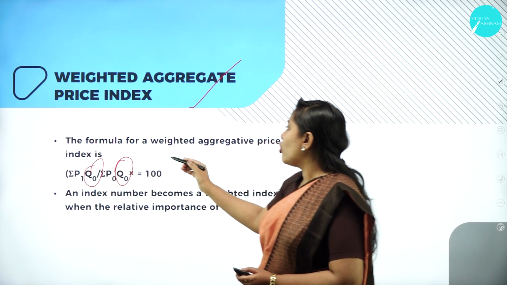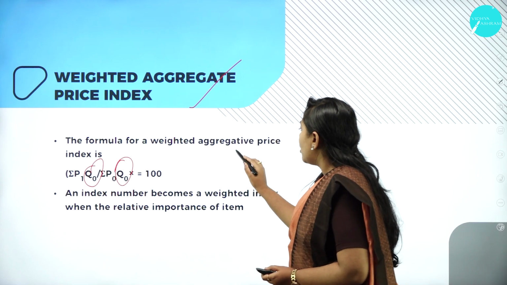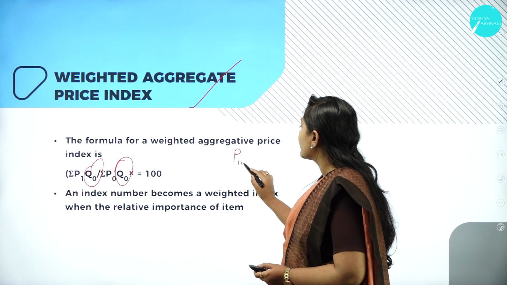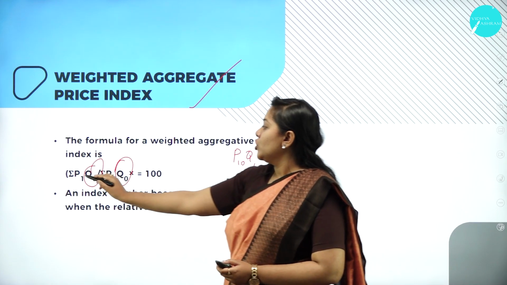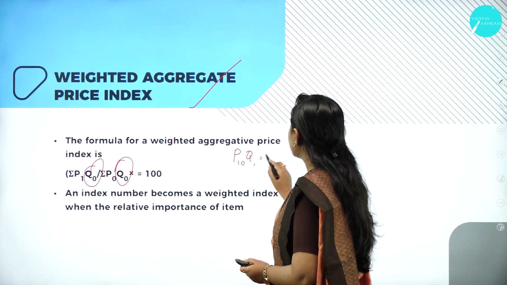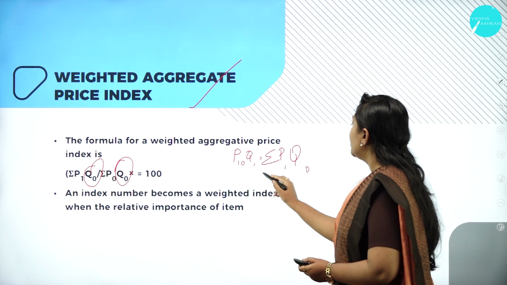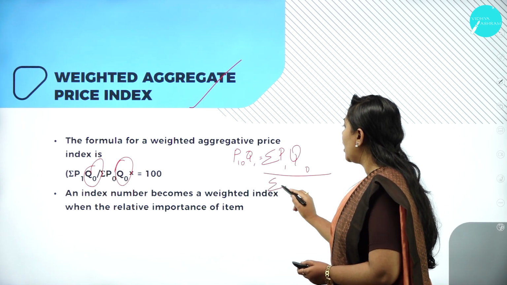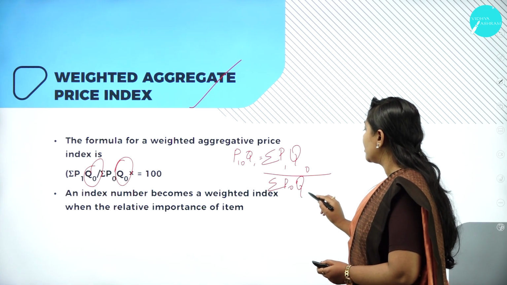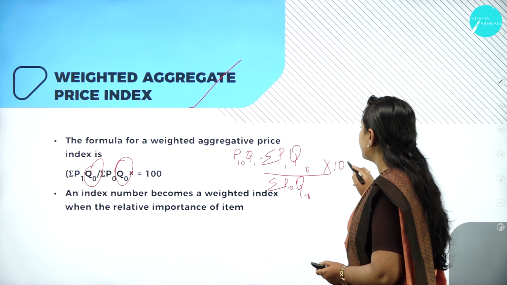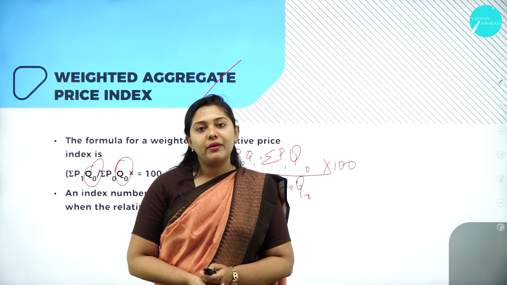So the formula for weighted aggregate price index is, P01 is equal to, so what is the price? Sigma P1 Q0 divided by sigma P0 Q0, into 100. If you solve this, you will get your weighted aggregate price index.